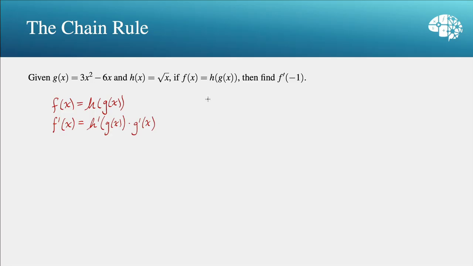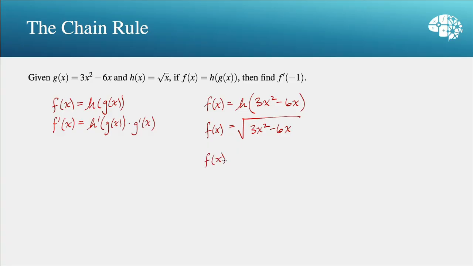The other approach is we could actually find out what f of x is by actually plugging things in. So h of g of x, well, g of x is that 3x squared minus 6x. And then we can say, oh, well, h of something is the square root of that thing. So this is the square root of 3x squared minus 6x. So this is what the function f of x is. And then we can take the derivative of this. So I'm going to go ahead and do that here.